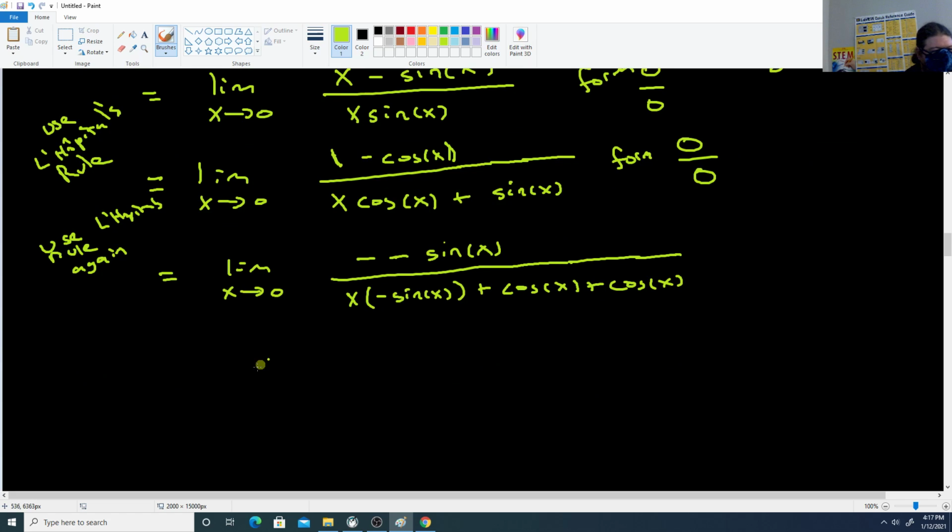I'm not applying L'Hopital's rule again. I'm just trying to algebraically clean up this output after taking the derivatives again. So I have sine of x up here, and that's all over cosine of x plus cosine of x, which is 2 cosine of x, minus x times sine of x.